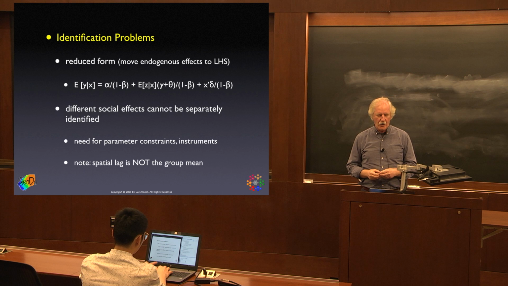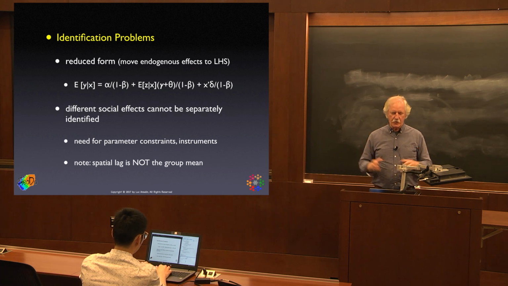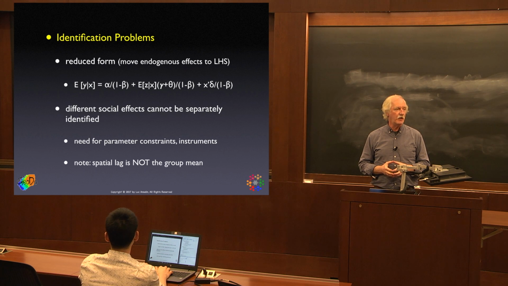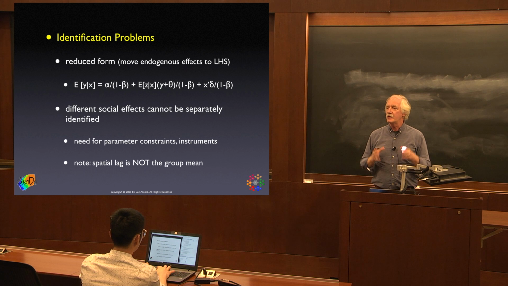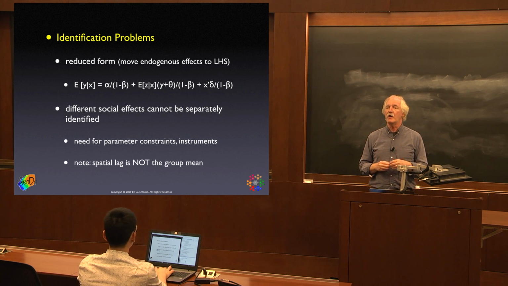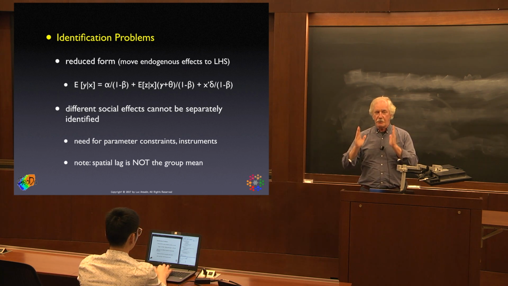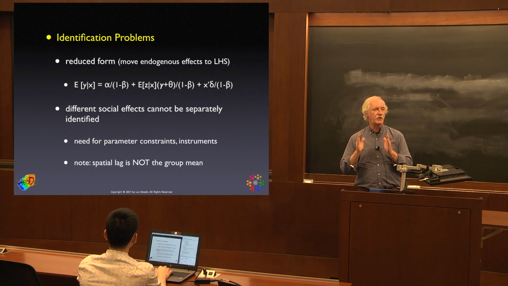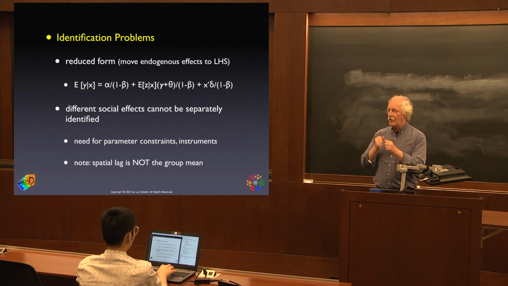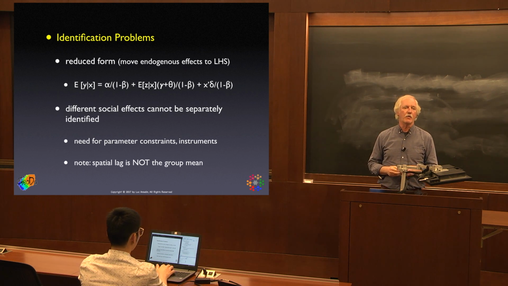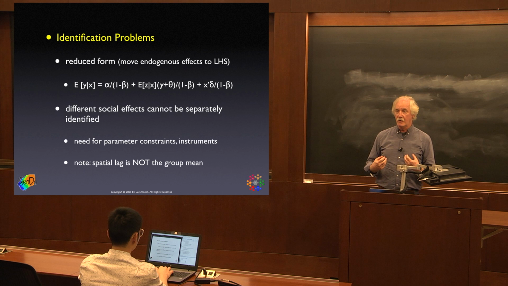And so then Manski spells out conditions that you need in terms of instruments or in terms of constraints on the parameters in order to identify these. The bottom line for the spatial models is that because of the particular structure of spatial weights with the zeros on the diagonal, that fixes the identification problem of the endogenous effects.